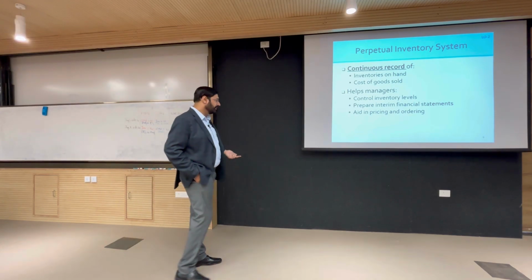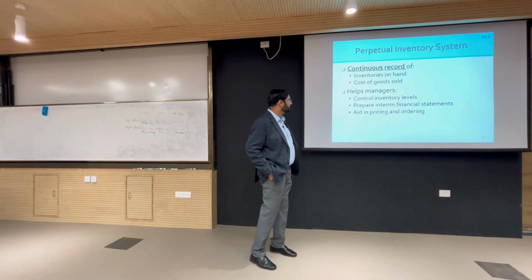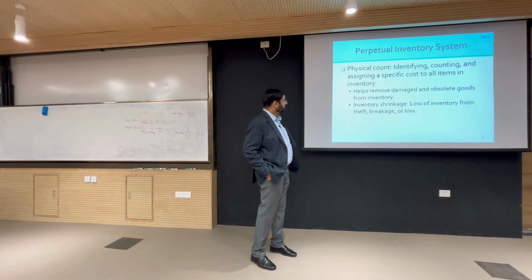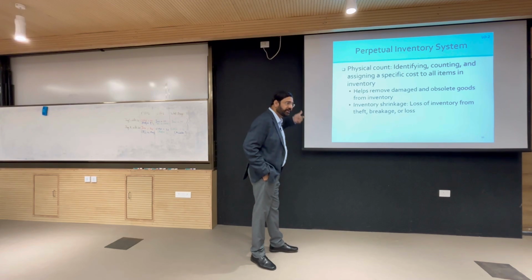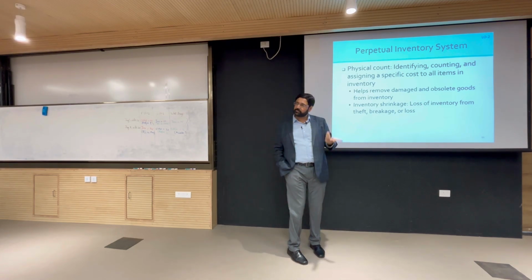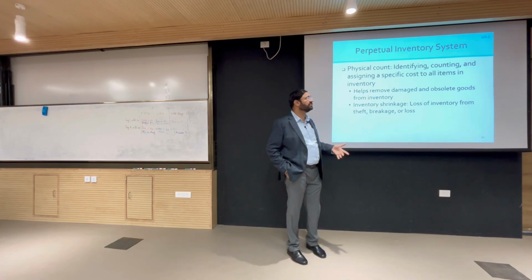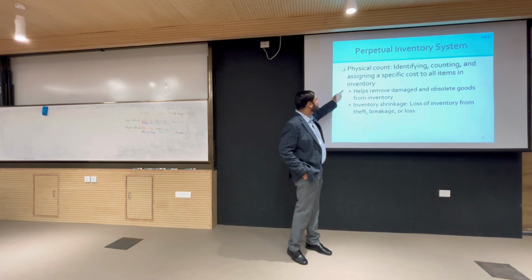So it will help in the pricing decision. Next, under a perpetual system, the count is always known, always at that point in time. As in, at any point in time, you know what is the count of inventory. So identifying, counting and assigning a specific cost to all items in inventories.